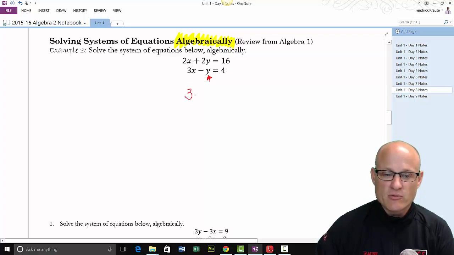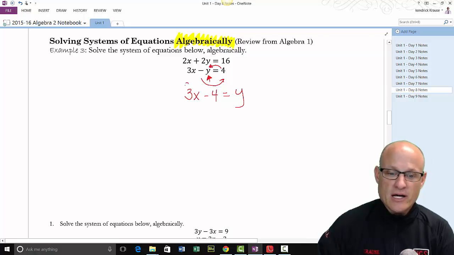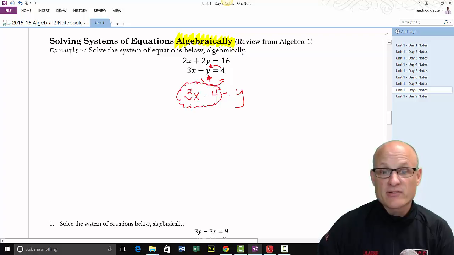So what I'm going to do is move that y to the other side, and I'm going to move this 4 over. When that 4 comes over, it becomes minus 4. And when the y goes over here, it becomes positive y. So I know everywhere I see a y, I can replace it with that.